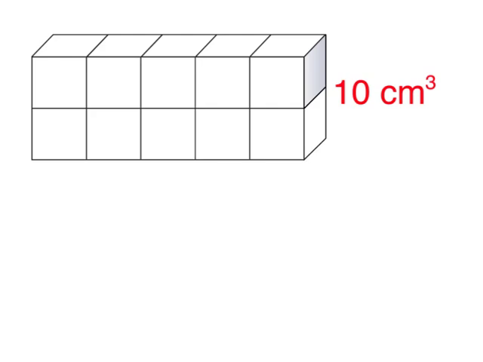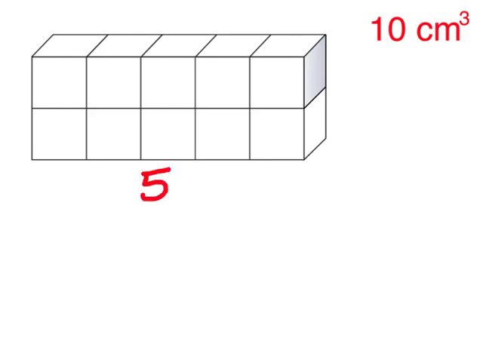Let's see if we could figure out the dimensions, the length, the width, and the height of this rectangle. If we count the length, we see that it is 5 centimeters. If we count the width here, it's not very wide at all. It's only 1 centimeter wide. The width is the thickness of it here. And the height, right there, is 2 centimeters.